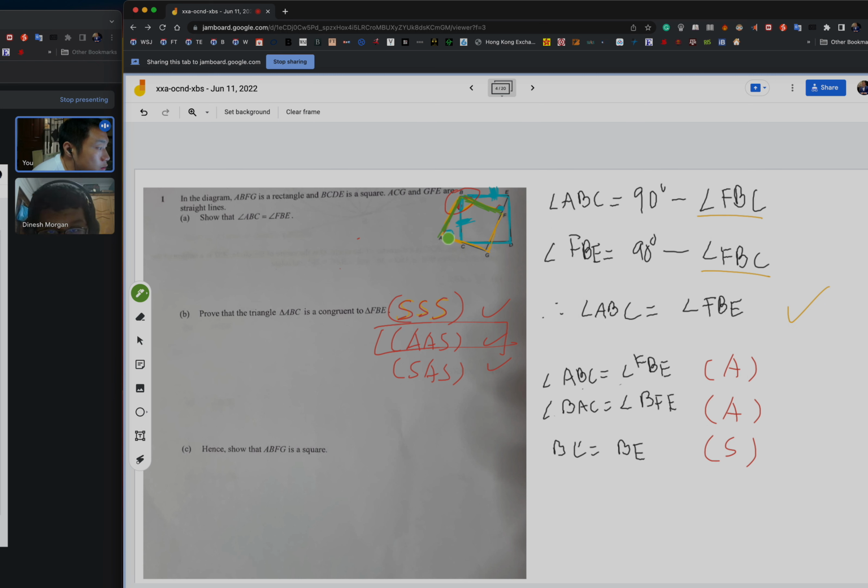Because congruent, this one and this one are the same. Okay, so it's a rectangle, right? What's the property of a rectangle? A rectangle has opposite sides equal, so this one has to be equal to this, so therefore all are equal. Does it make sense to you? Okay, good. Okay.